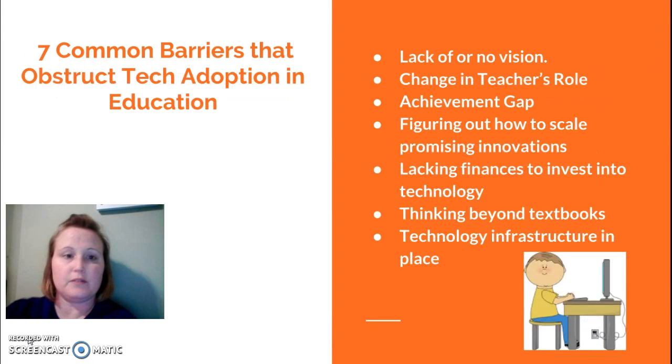The next one is 7 barriers that obstruct technology adoption in education. I like how he said lack of or no vision. It's very important that it's specific, not just here's a computer, go for it. It needs to be why am I using this computer? Is it replacing something? Is it to be creative? And is this vision something that can be carried if there's turnover?